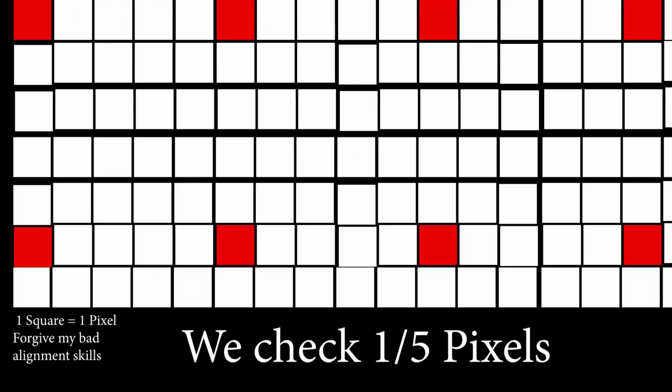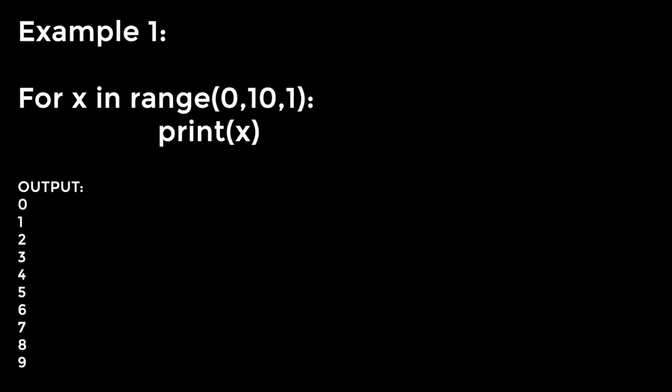Okay, so since checking every single pixel in our screenshot for a match is a bit overkill, we will instead check for the first pixel, then the 5th, then the 10th, etc., etc. But first, let me explain how a for loop works. Let's take this example. For x in range(0, 10, 1): print x. This will output every single number starting from 0 up to 9.